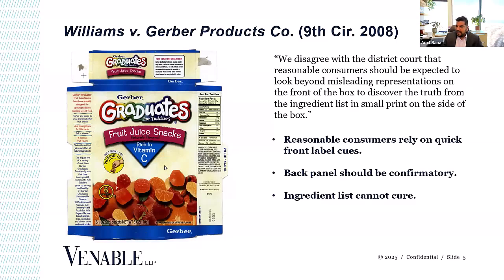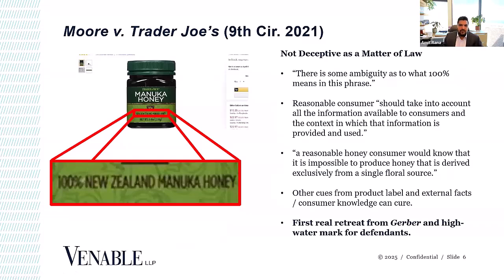And so we'll jump ahead to 2021 when the next iteration in this area of the law came out with Moore versus Trader Joe's. Yeah, so over a decade after Gerber, we see this really interesting Moore versus Trader Joe's case, and the first real departure in the Ninth Circuit from Gerber. So this case involved a challenge to a honey product that was labeled 100% New Zealand Manuka honey. And plaintiffs said that this was misleading because the product only had about 60% honey that was actually derived from the Manuka flower.